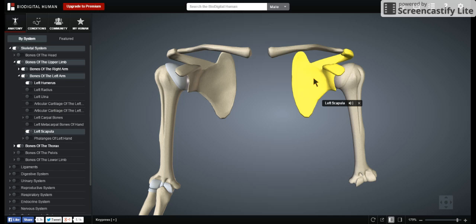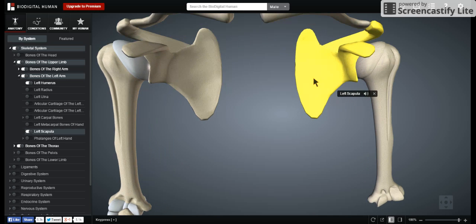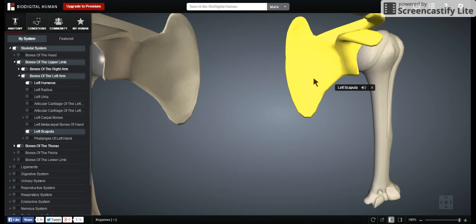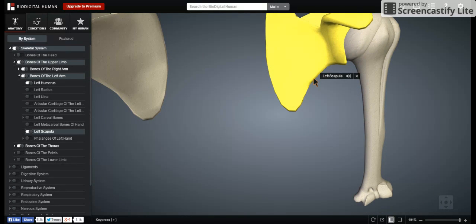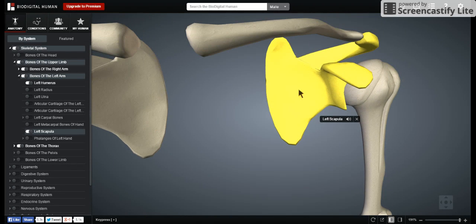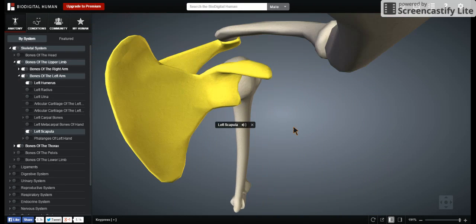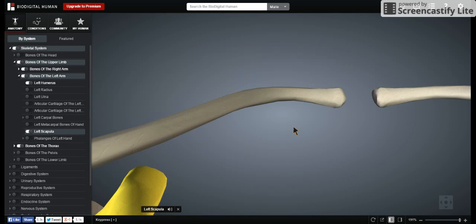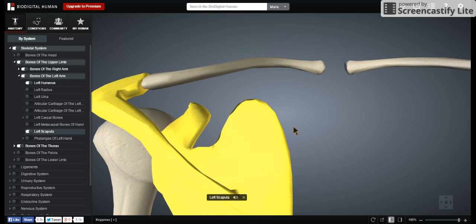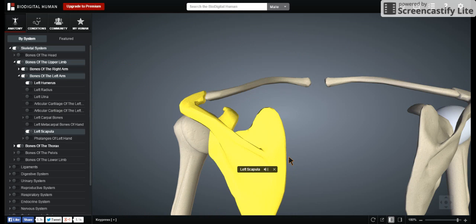This is an anterior view of the scapula, and if you go closer to the left scapula, you have the subscapular fossa. The subscapular fossa is the shallow indentation on the anterior surface of the scapula. You know that this is the anterior surface because it's shallow and flat. There are no indentations or depressions. That is the anterior portion of the scapula.